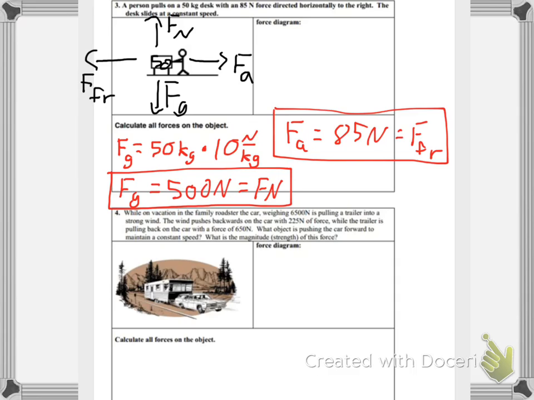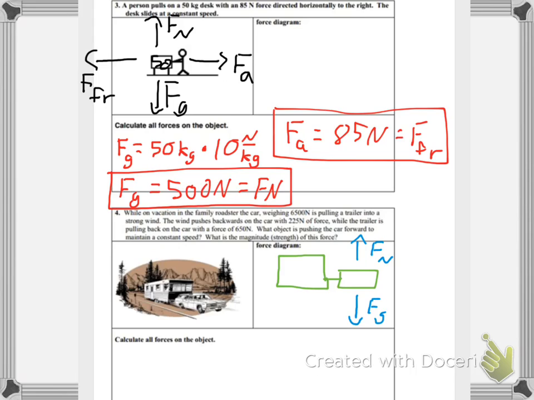So right here on the car, we will go ahead and draw this. So we've got the car right here. Here we've got the trailer. I'm an artist, so those are very, very accurately drawn cars. So now when we're drawing the forces on here, we have the force due to gravity of the car, and then we've got the normal force.